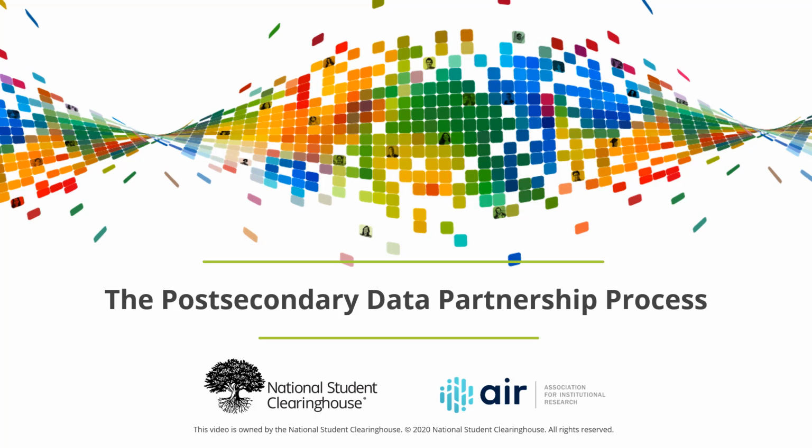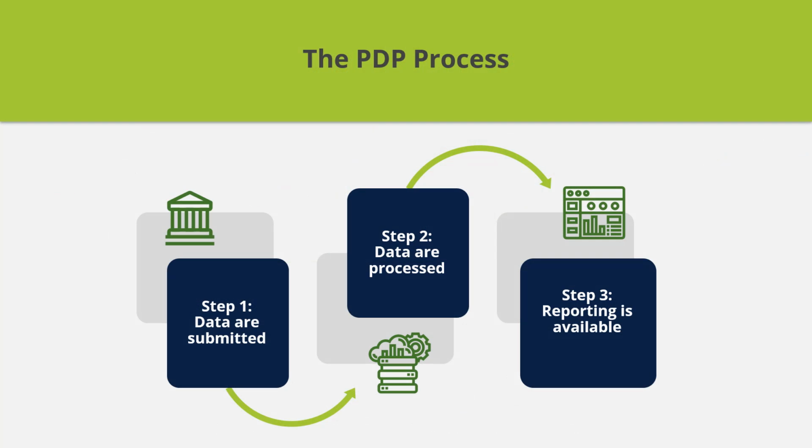In this tutorial, we discuss the process behind the National Student Clearinghouse's Postsecondary Data Partnership. The process to create the Postsecondary Data Partnership reporting can be explained in 3 steps. First, the data are submitted by your institution to the National Student Clearinghouse. Second, the Clearinghouse conducts data checks, then processes these data. And third, reporting becomes available. Let's explore each step in more detail.